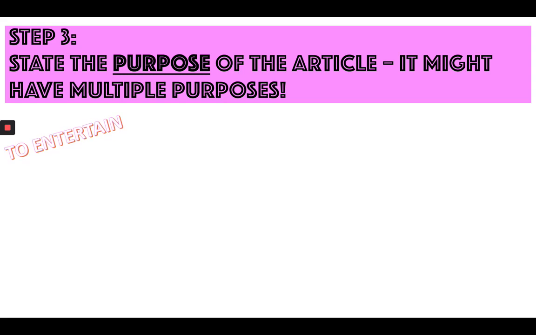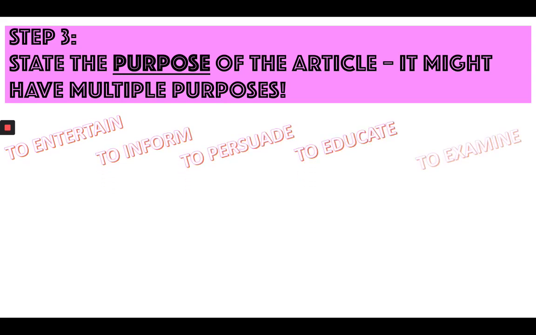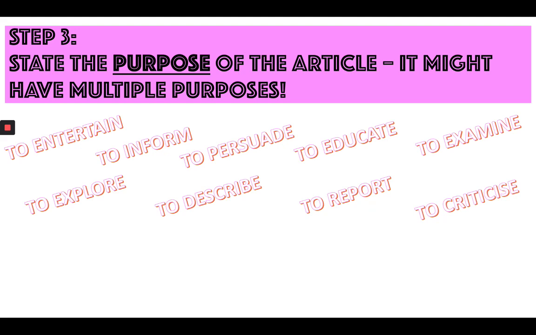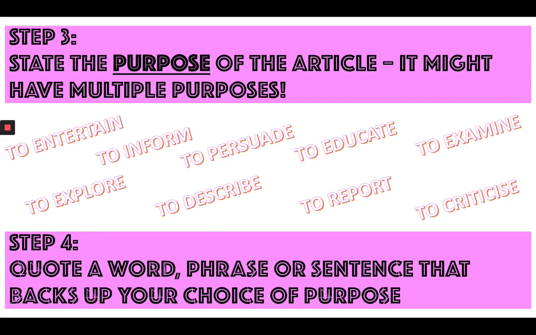So it could be to entertain, to inform, to persuade, to educate, to examine, to explore, to describe, to report, to criticise. The writer might try to be doing any one of these things or many of them all at the same time in the article. So decide for yourself.